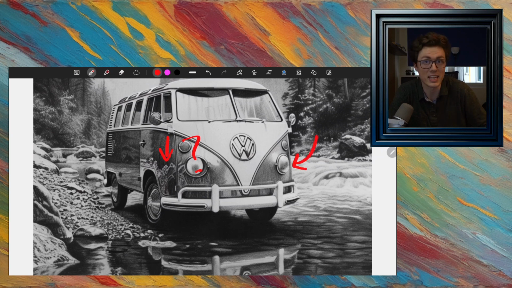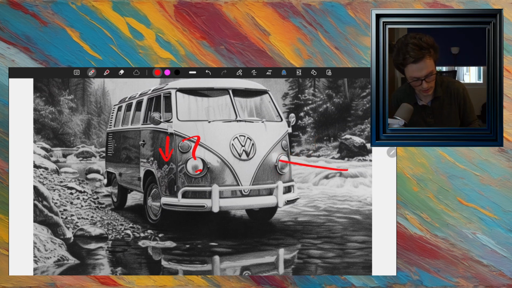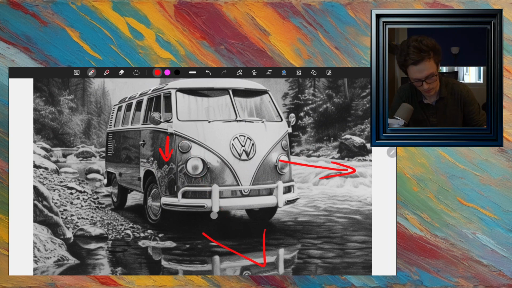Here we see some headlights, right? These are the lights that light up in front of the car, right? So the light goes this way so that they can see where they're going at night. If it's dark, you can still see.